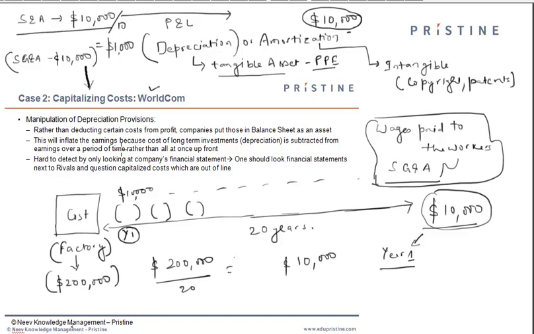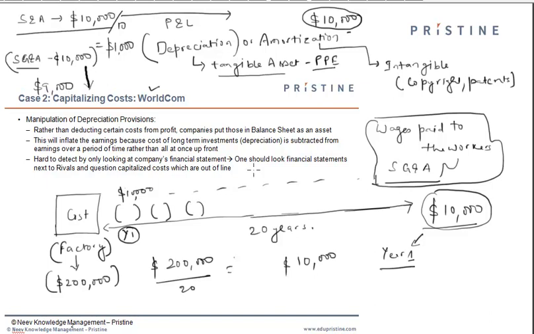And this will inflate the earnings because the cost of the long-term investment depreciation is subtracted from the earnings over a period of time rather than once upfront. So rather than deducting 10,000 only, 1,000 is getting deducted over the next 10 years. So in the first year, my income goes up by $9,000 just because of capitalizing the SG&A expenses. In fact, it is hard to detect this kind of fraud only by looking at the company's financial statement.